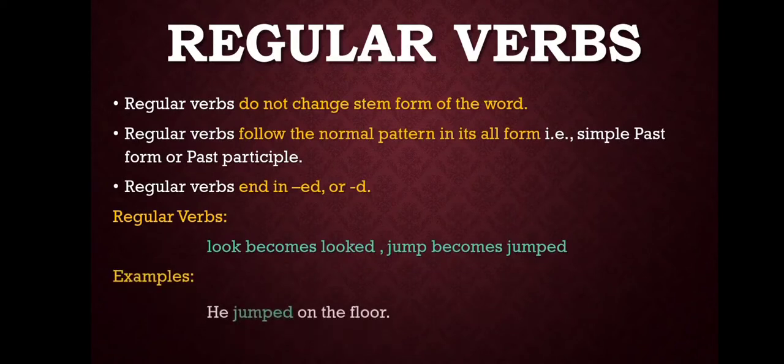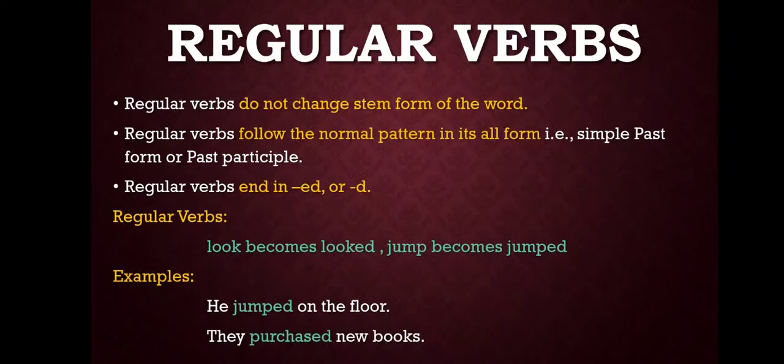In the sentences, "He jumped on the floor" or "He purchased new books," jumped and purchased are regular verbs. These are not any other kind of verbs, but only regular verbs, because they end with the suffix ed. The basic verbs were jump and purchase.